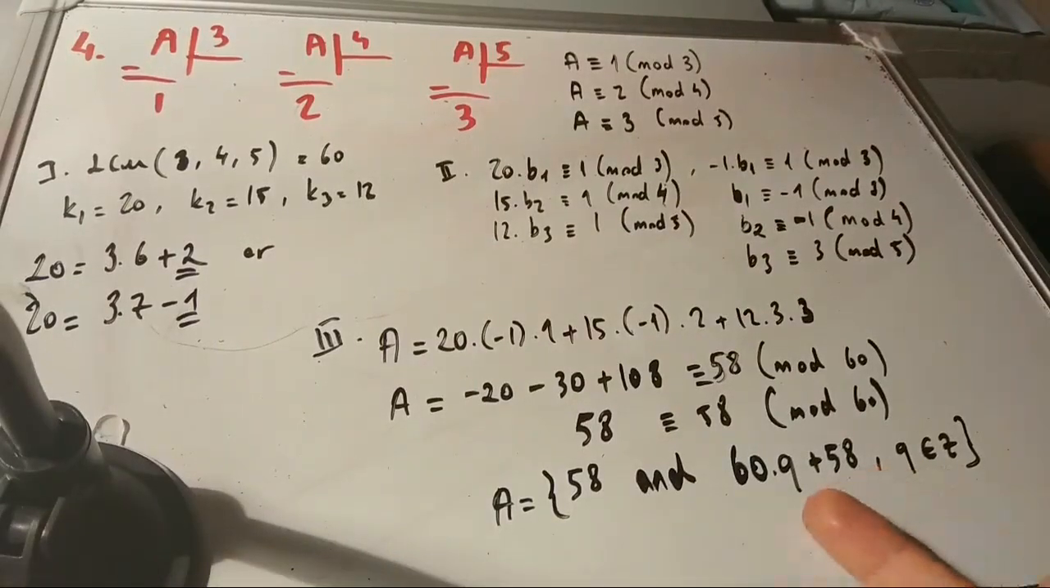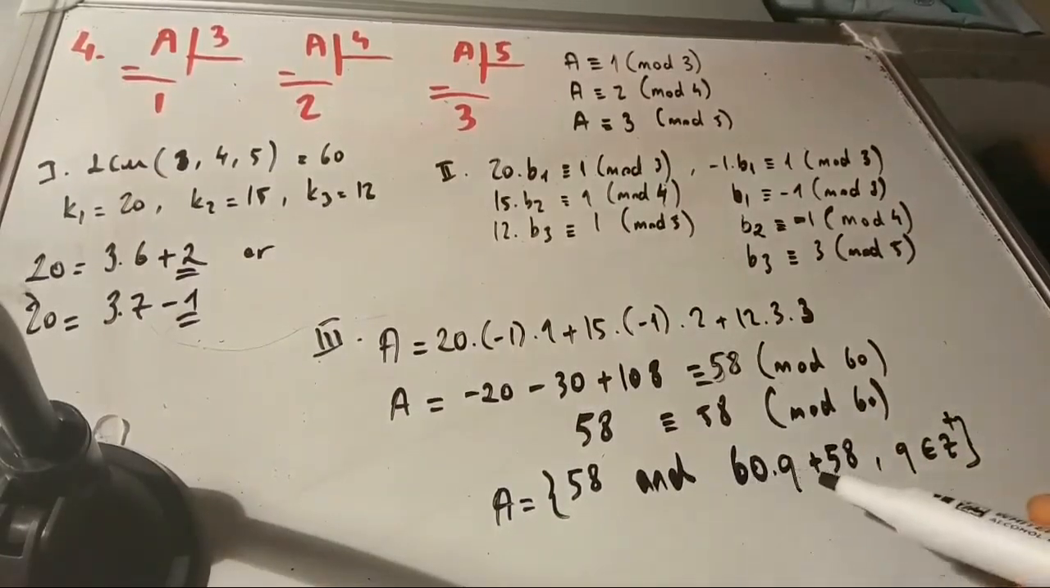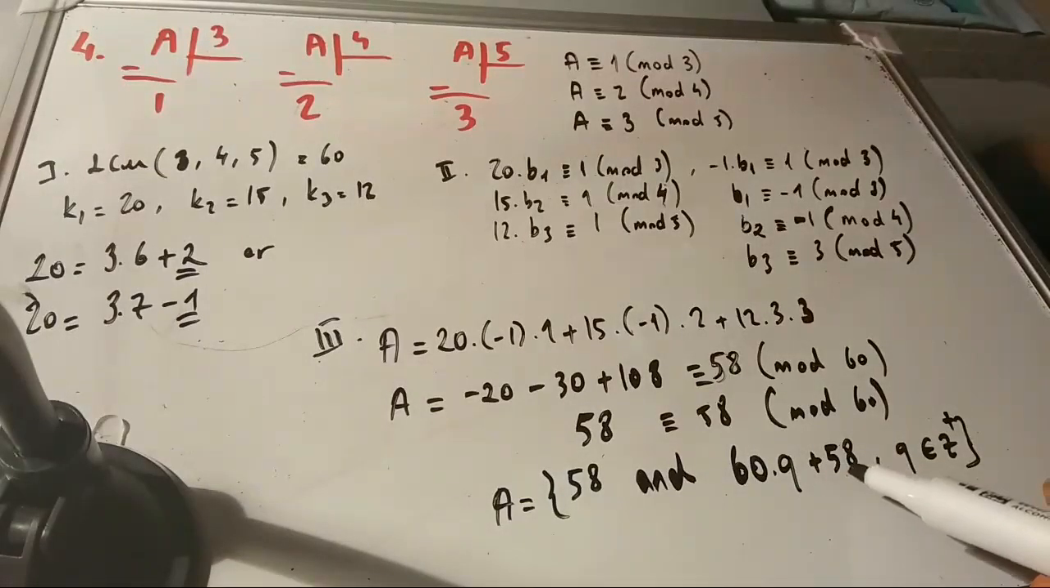For example, for Q, take 3. I'm sorry, it's positive integers. And for Q is 2, 60 times 2 is 120, plus 58 is 178. Okay, check it.